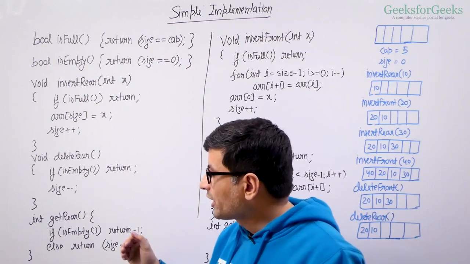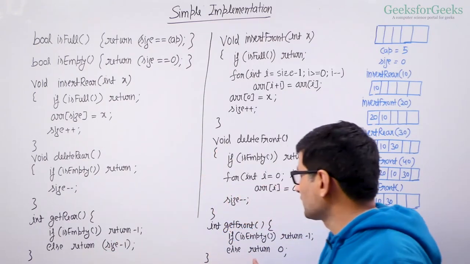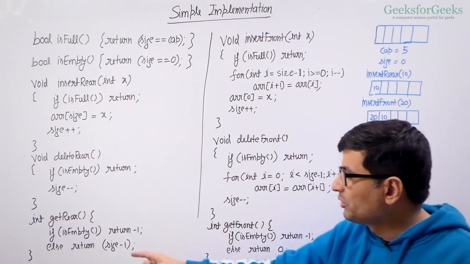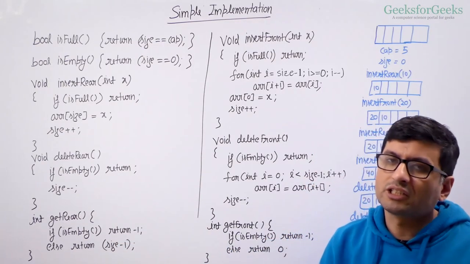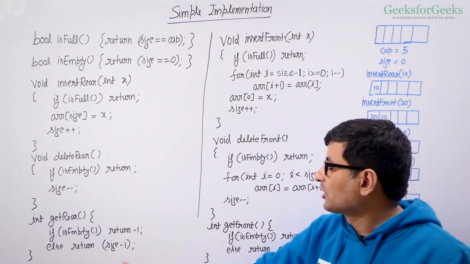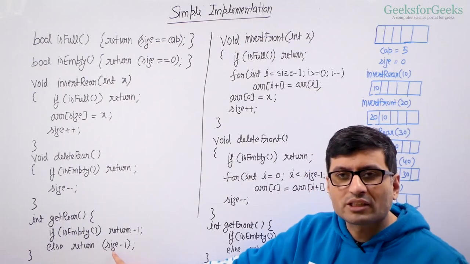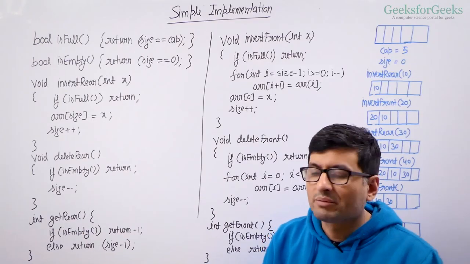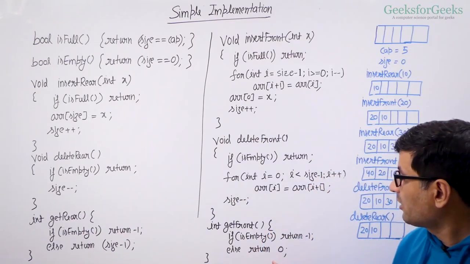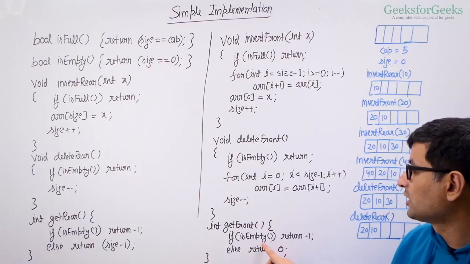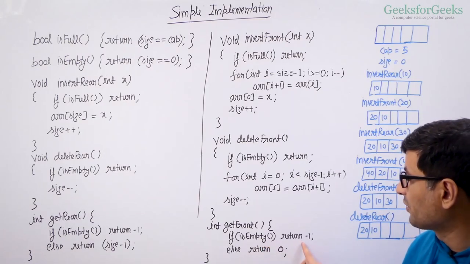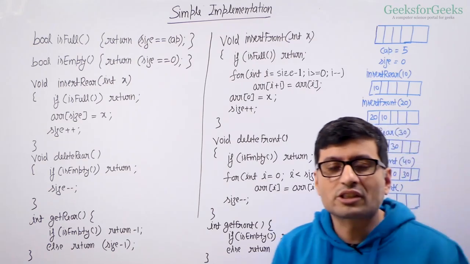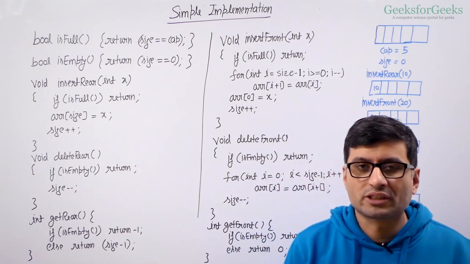Let's now talk about get rear and get front functions. Get rear returns the index of the rear item, and if the queue is empty and you are calling get rear, then it returns -1. Otherwise, the index of the last item is always size -1 because we are maintaining the front item at 0. Get front works the same way. If DQ is empty, then we return -1, otherwise front is always 0. So this is a simple implementation of the DQ data structure.